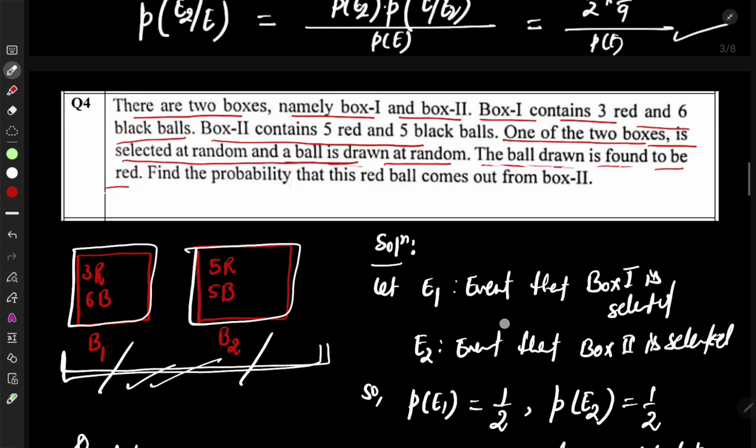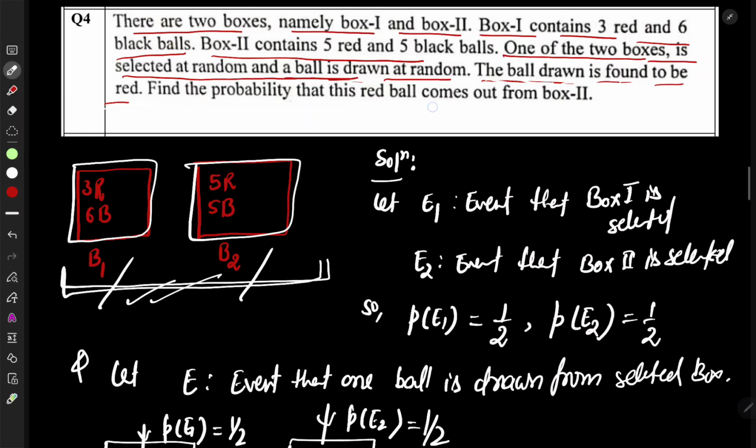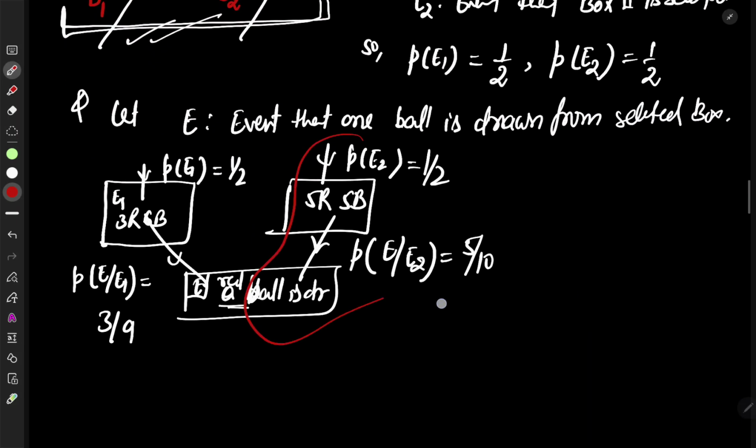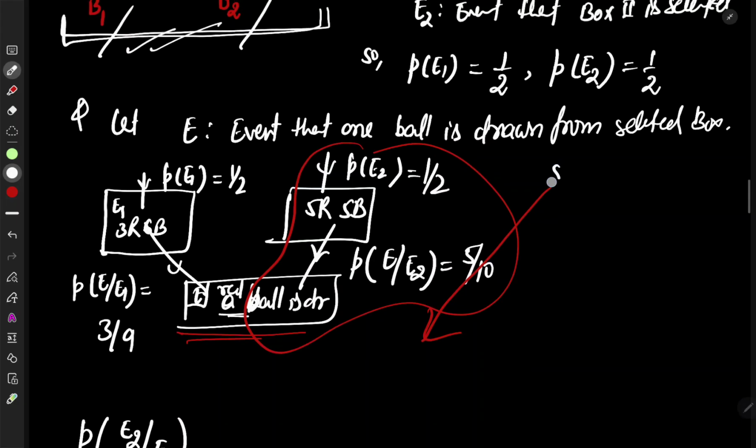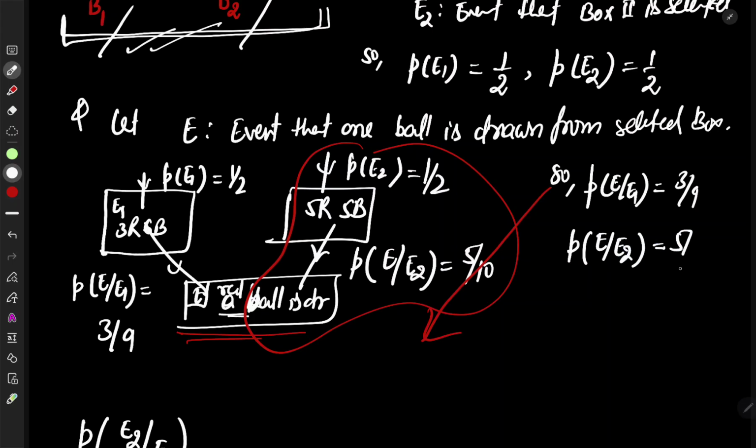After that, the question wants us to find the probability that the red ball comes from box 2. This probability divided by the total probability, that is Bayes theorem. So we are asking for the probability of E2 given that E occurred. Just drawing the picture: P of E given E1 is 3 by 9, and P of E given E2 is 5 by 10.